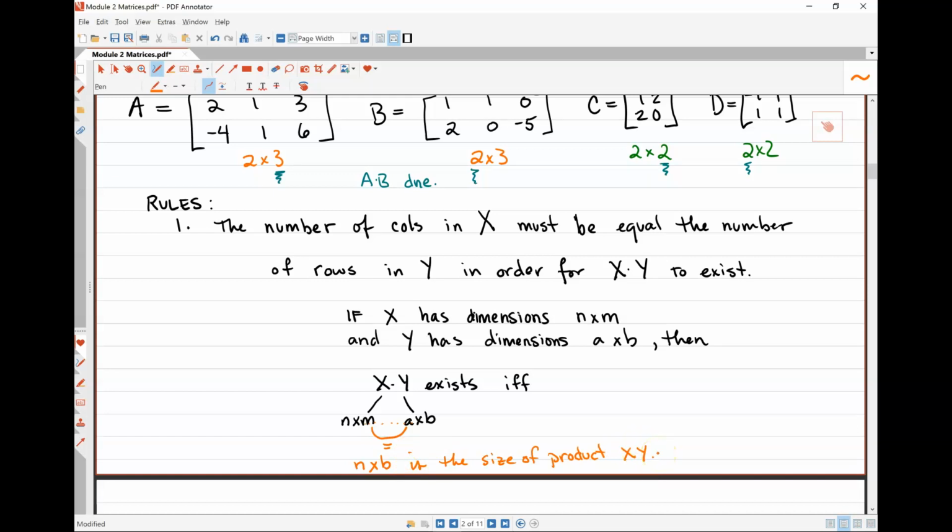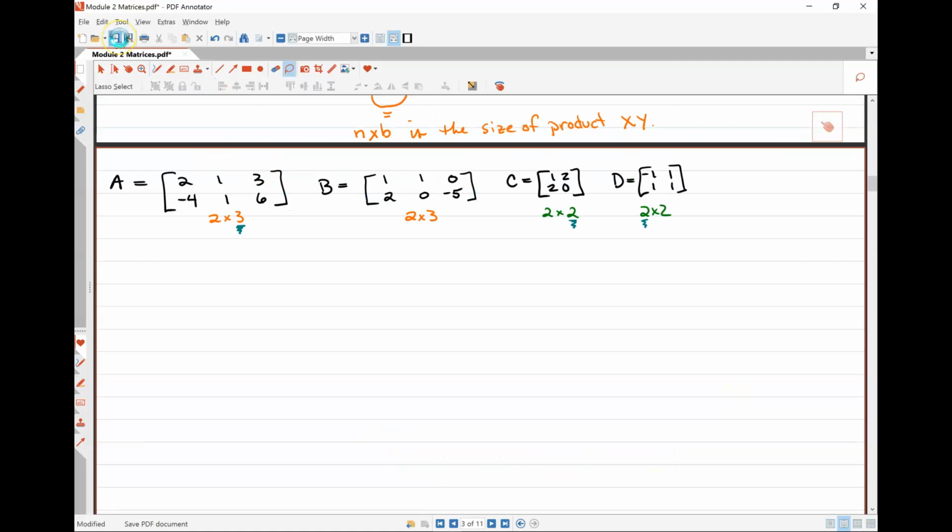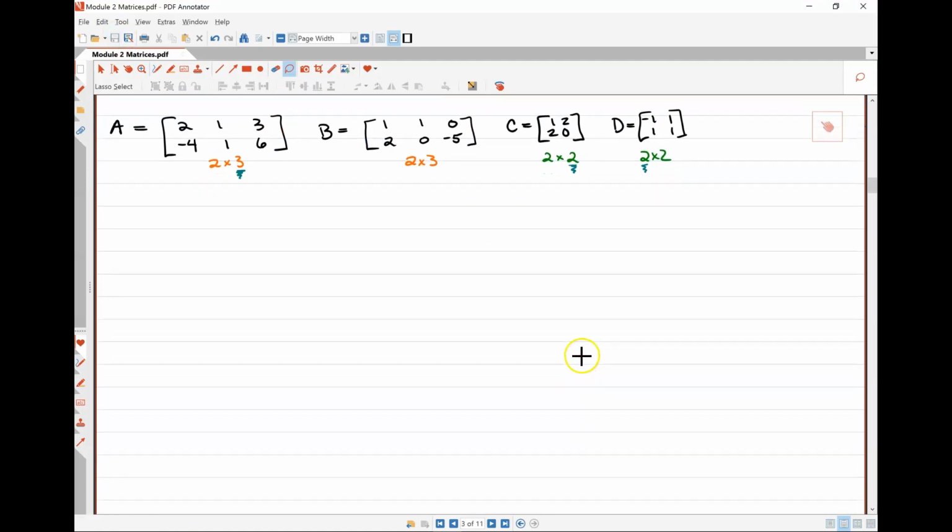All right, so let's do some practice. Okay, so there we go. Now we can play around with these a little bit more. So we already said that A times B doesn't exist. And then, of course, if we look at B times A, is that going to exist? Well, no, right? Because B times A would be 2 by 3 times 2 by 3. And those don't match, right? Those inner dimensions in this diagram have to be equal.